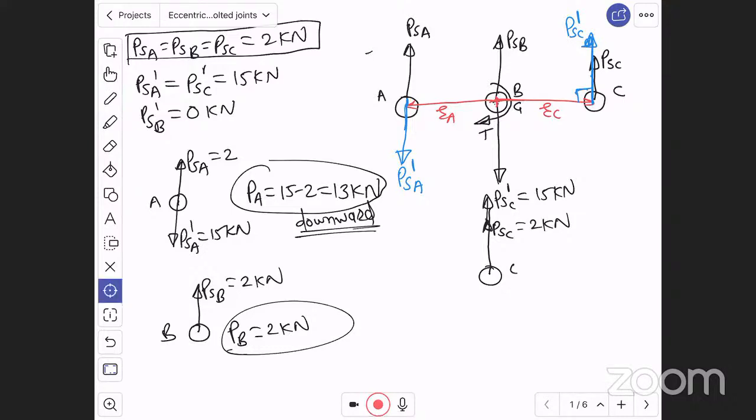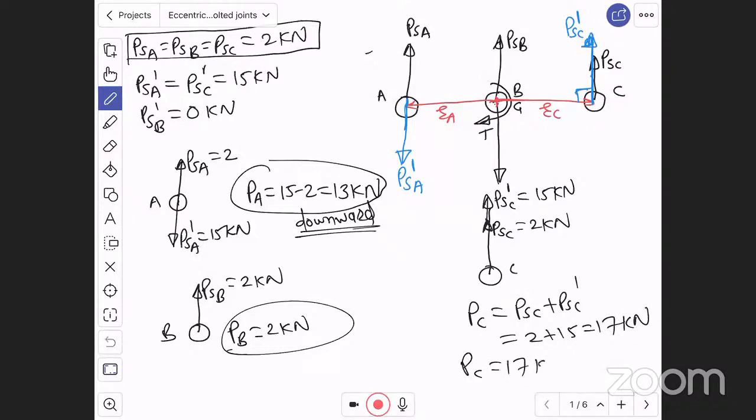Since both are going upward, both will get added. Therefore, PC, the resultant load on bolt C, is PSC plus PSC dash, which is 2 plus 15, which is 17 kilonewton. My dear students, the question was to calculate the resultant load on bolt C, that is 17 kilonewton. This is your answer.